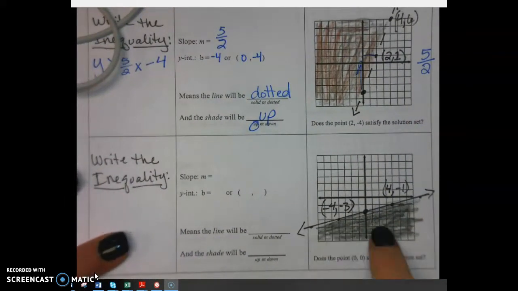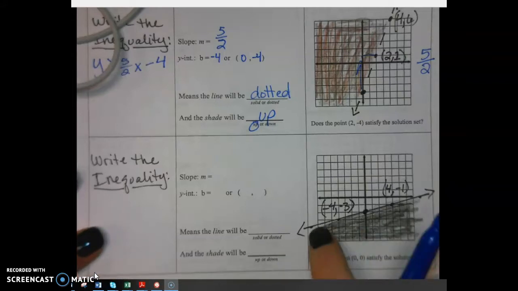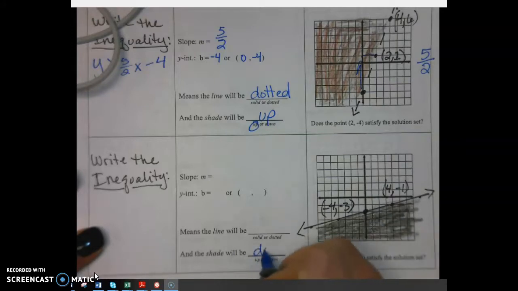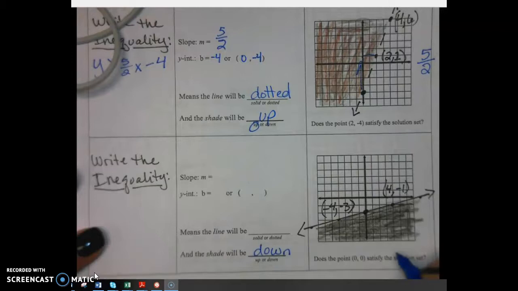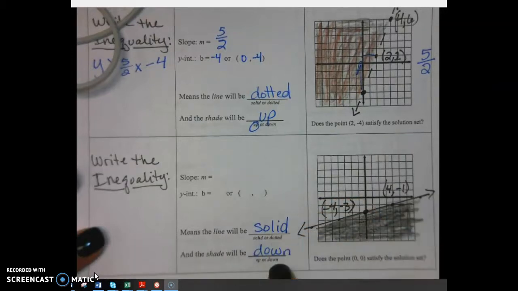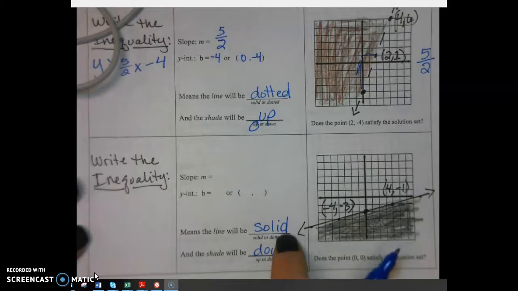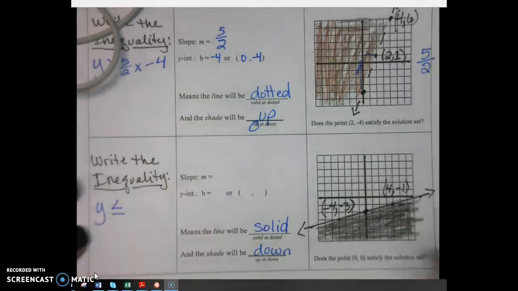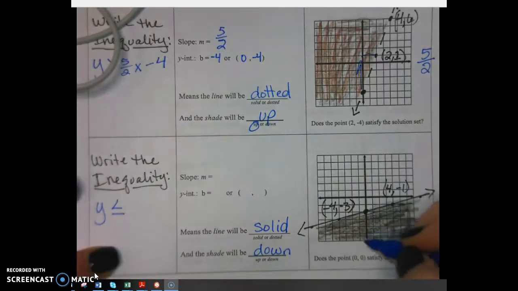So here's this one. Okay? Let's see. My line is solid, and I shaded underneath. So I shaded down, and my line was solid. So what's that going to mean? That means that I'm going to have an equal to and a less than. So y is less than or equal to.